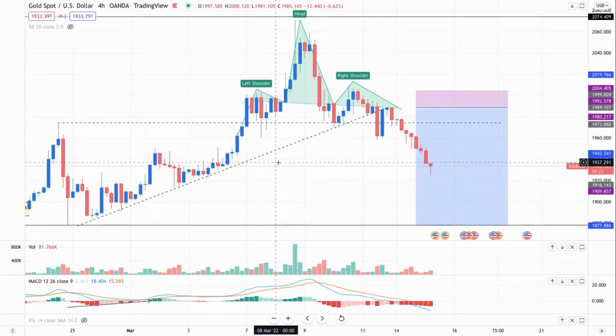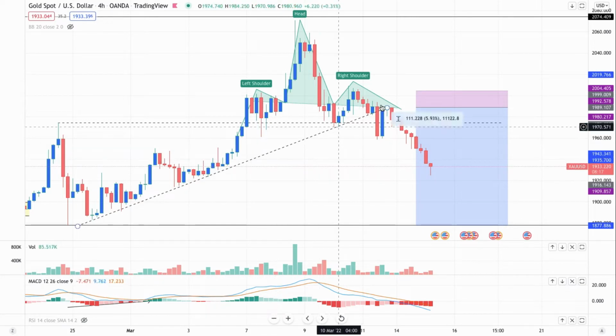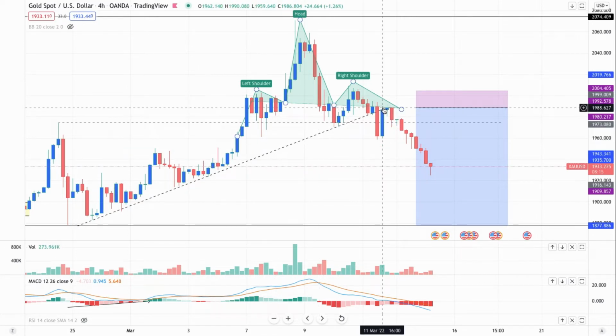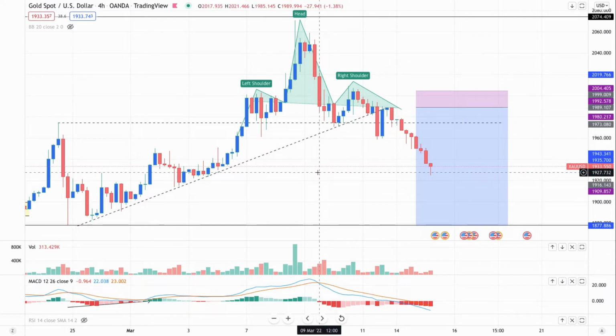Okay, we are looking at a position that was opened on the 11th of March. It's a short position which played out quite nicely due to a pattern called head and shoulders. Right, so let's analyze this.